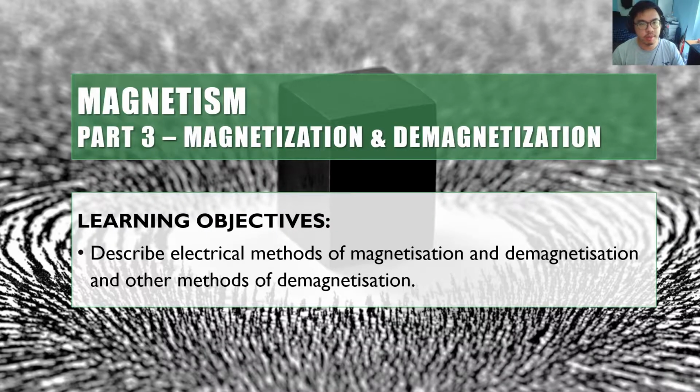Hello class, and today we're doing part 3 of magnetism. For this part, we're going to look into methods of how to turn objects into magnets and how to turn magnets into normal objects. So let's start.